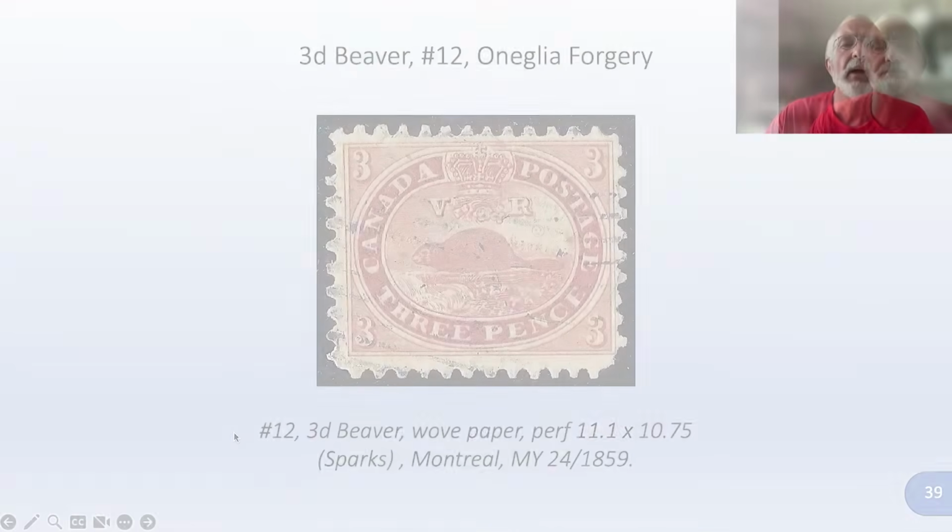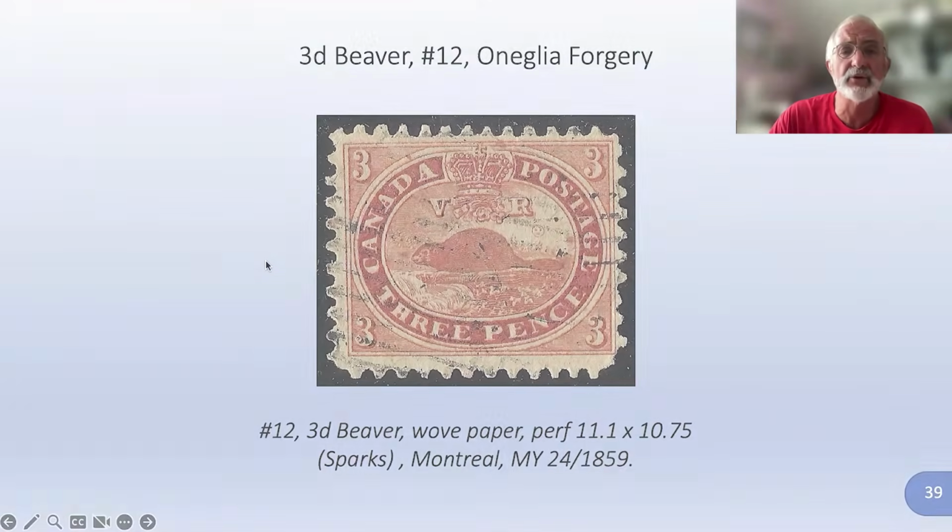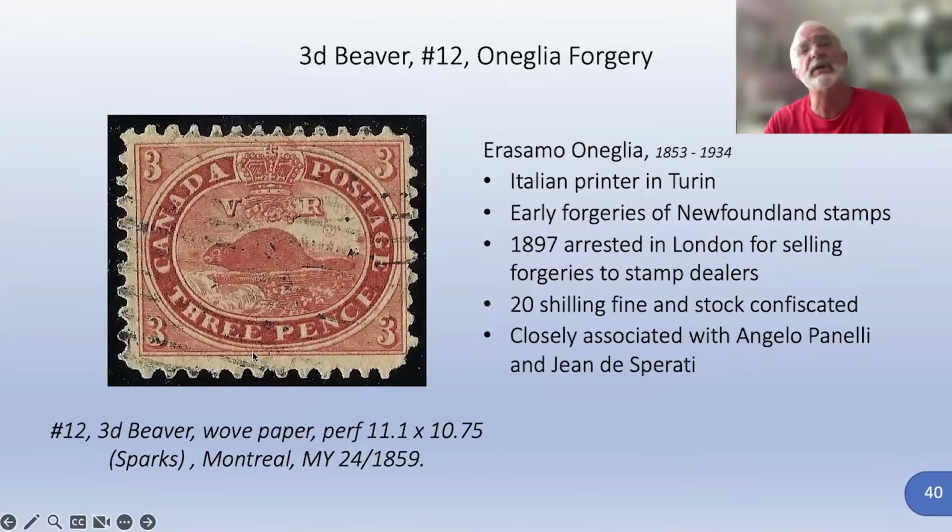Oneglia. Oneglia was a famous forger. We see some of his stamps, both Canadian and Newfoundland stamps, and he's forged them. We're going to look at it closely. Italian printer, very famous. Arrested for selling forgeries to stamp dealers, but he wasn't trying to make money by selling forgeries as stamps.